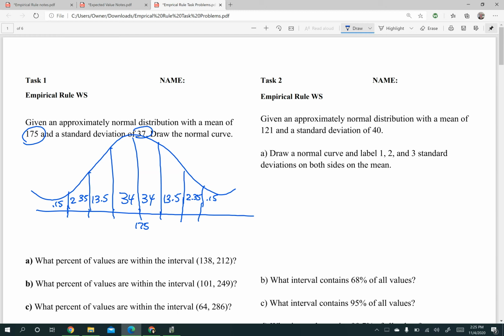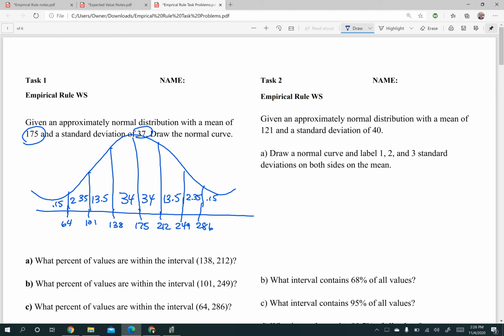Uh-oh, my key's missing here. I'm gonna have to think hard, y'all. All right, so 175 plus 37 is 212, plus 37 is 249, plus 37 is 286. And go back this way, 175 minus 37 is 138, minus 37 is 101, and minus 37 is 64.